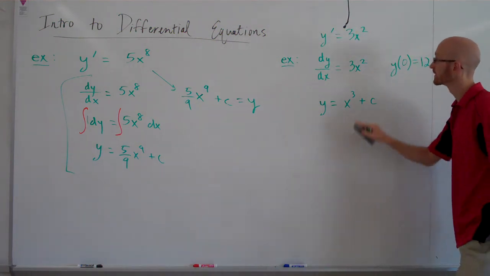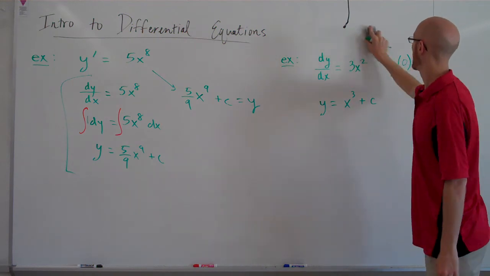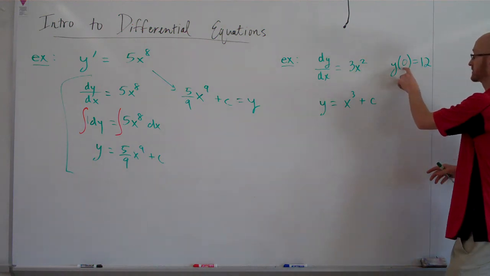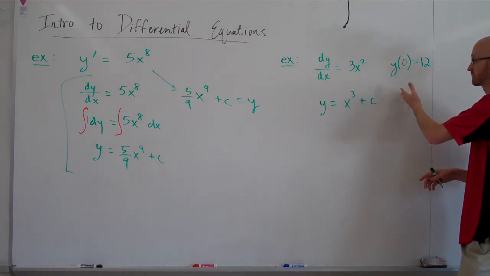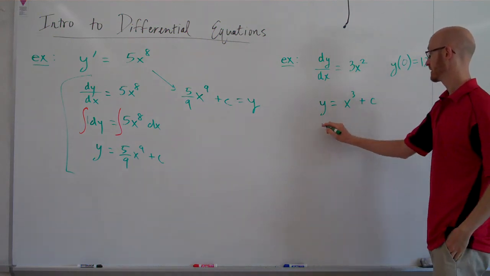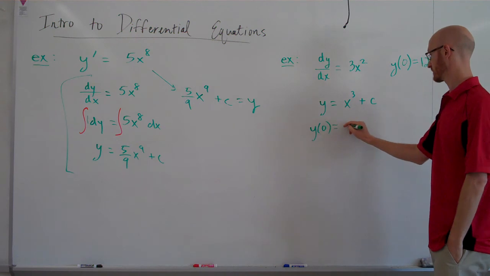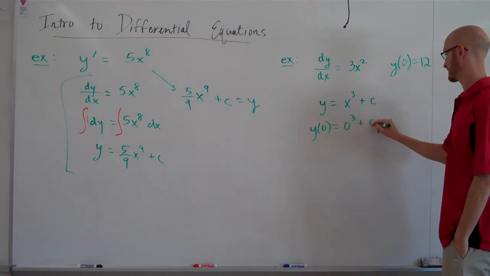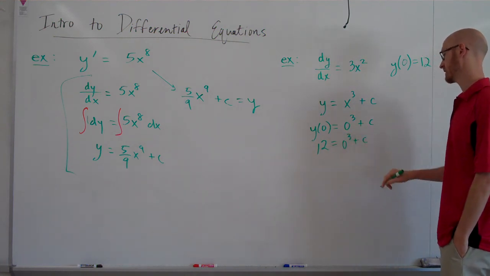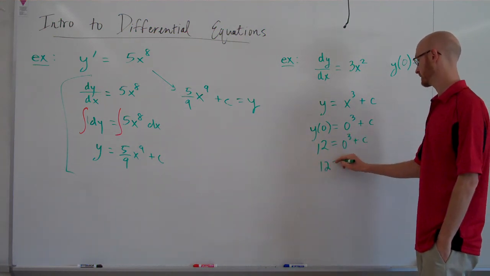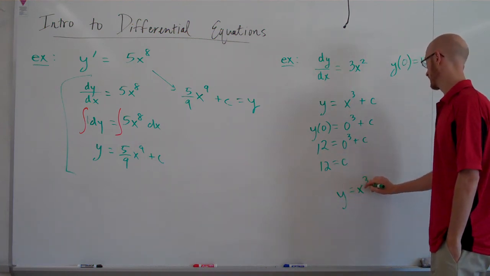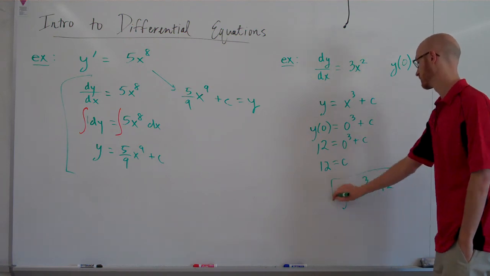And now, y of 0, this is typical notation for differential equations. It just means that when you plug 0 into x in the original function, y, you get 12, which tells me that y of 0 is equal to 0 cubed plus c. Y of 0 we know is 12, is equal to 0 cubed plus c. Therefore, 12 is equal to c. So now we know the specific solution would be y equals x cubed plus 12.